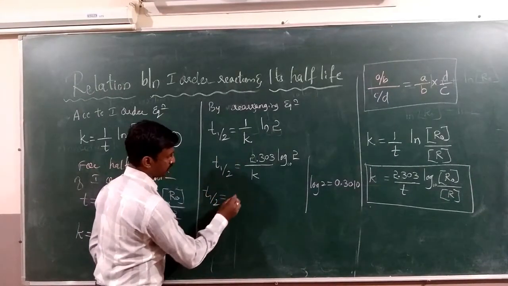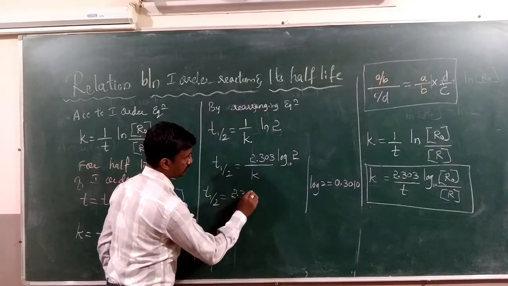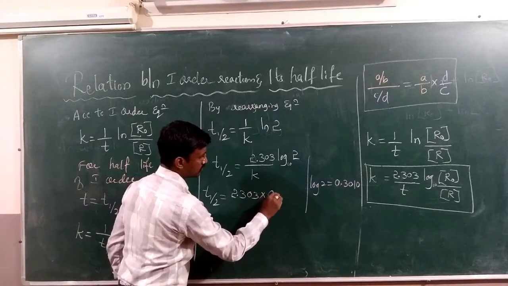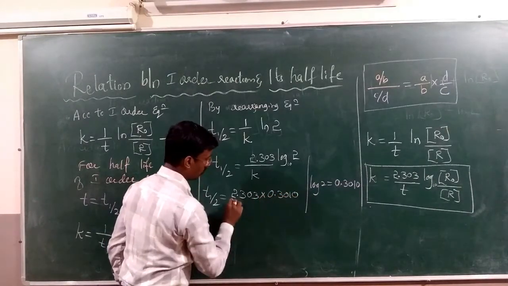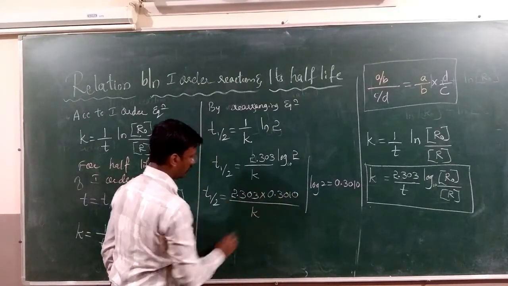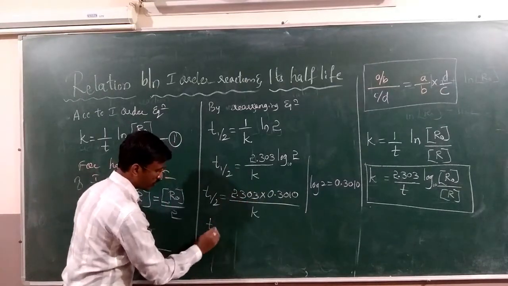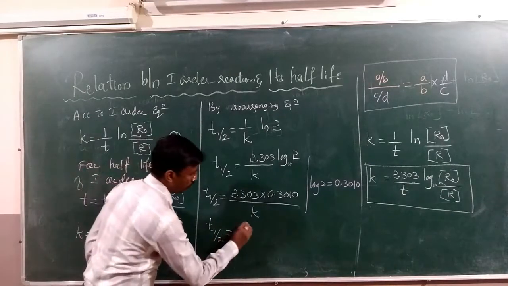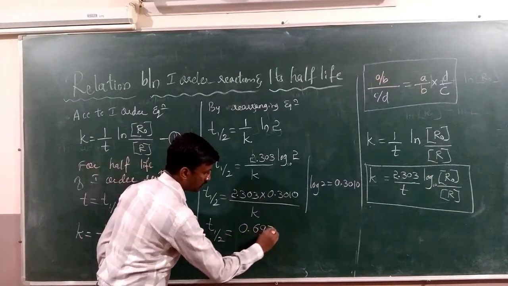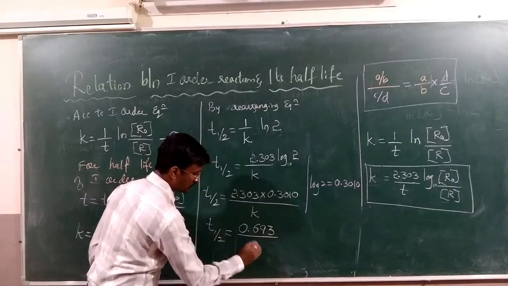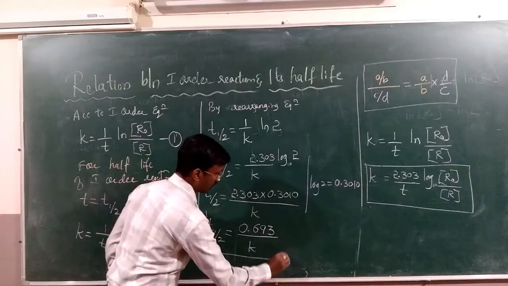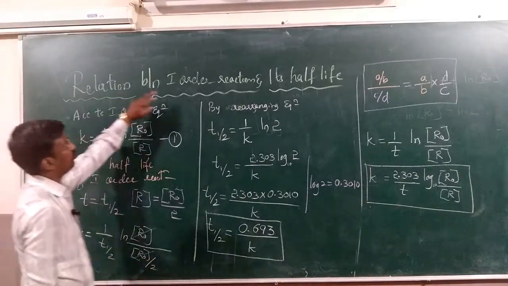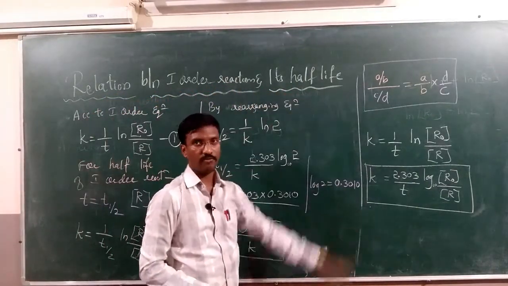t half becomes 2.303 into log 2 value 0.3010 whole divided by k. By multiplying this, we get t half is equal to 0.693 whole divided by small k. This is the final expression to interrelate the first order reaction and its half-life.